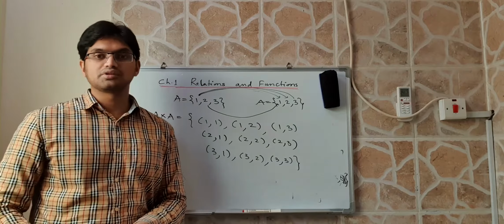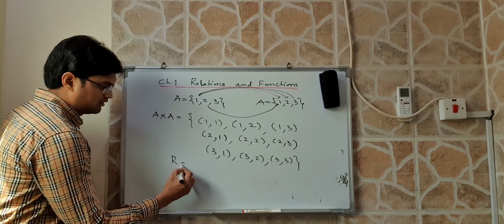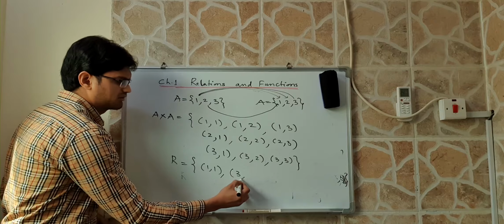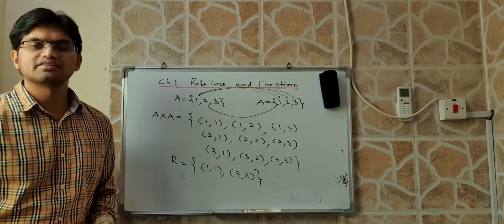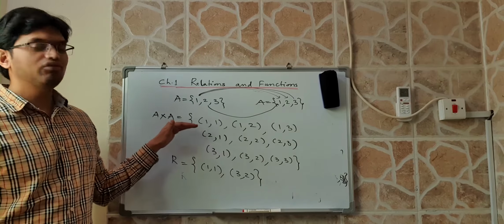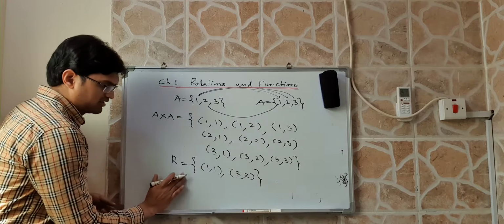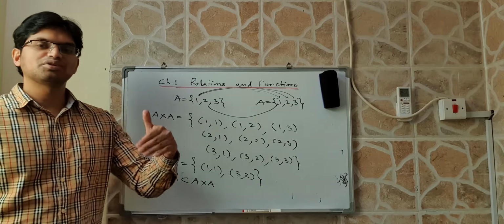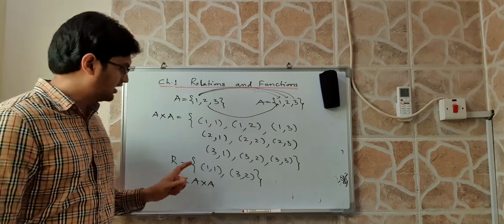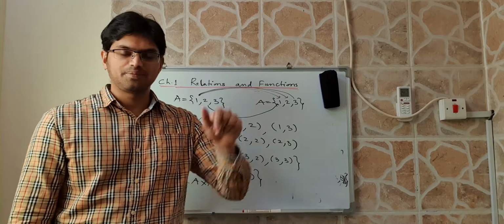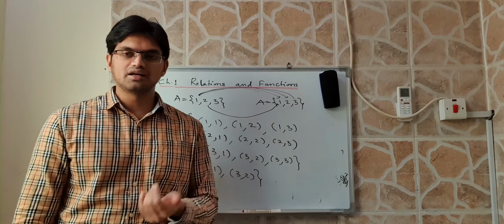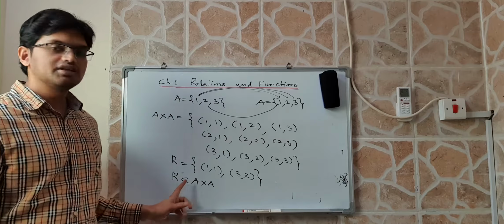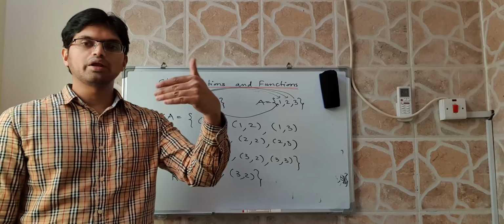Now let us consider one subset. Let me take (1, 1) and (3, 2). So what is this? Again, R is a subset of A cross A. When R is a subset of A cross A, I can conclude that R is a relation in the set A. In some guides, they use "relation on set A". Anyhow, you can use anything. So this is a relation in the set A. We'll go according to NCERT.